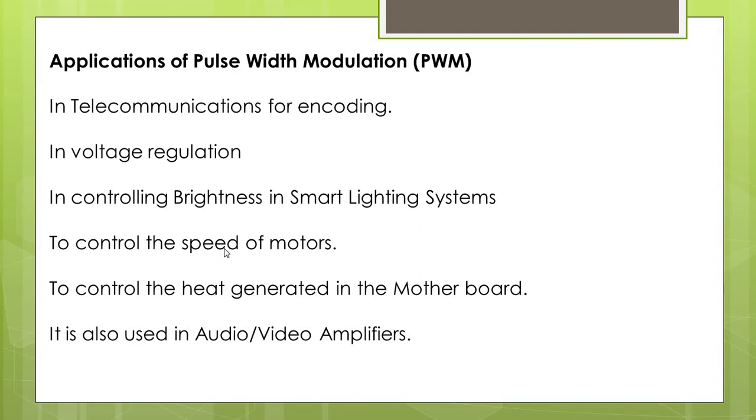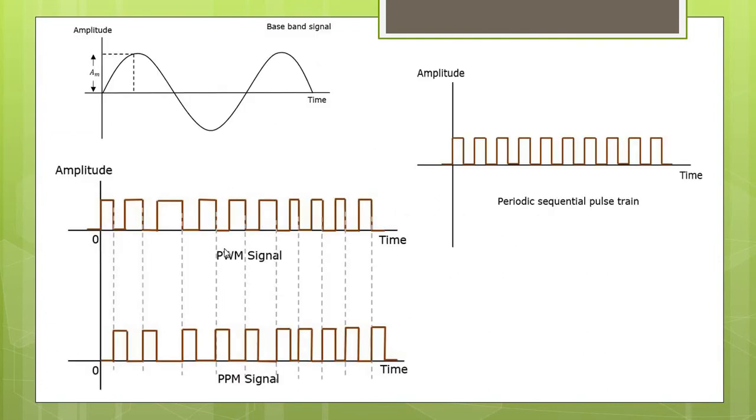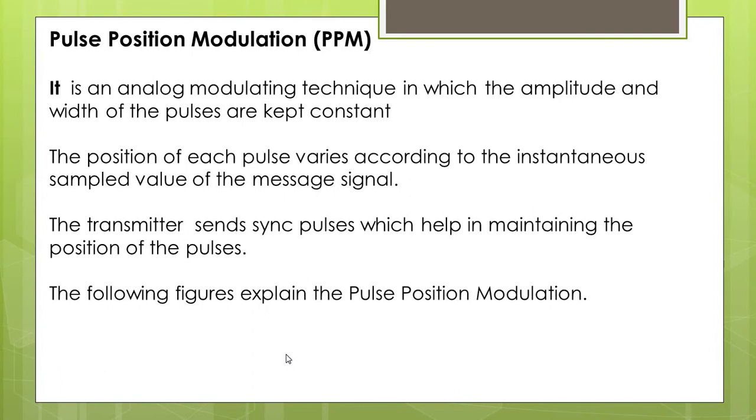So in pulse position modulation, you can see this is the pulse position modulated signal. You can see the width of the pulses is almost constant. So every pulse is having the same width. That is, the disadvantage in pulse width modulation is overcome or removed in the pulse position modulation. So this is the concept of pulse position modulation.